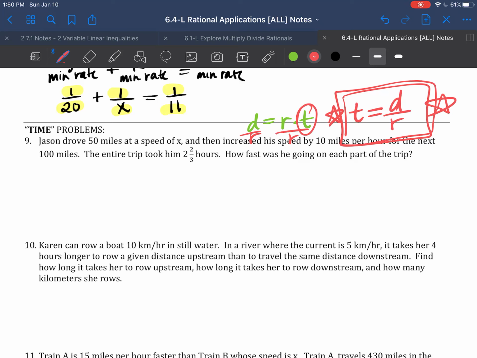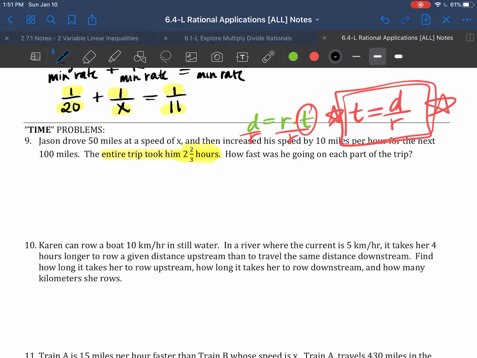Okay, and so let's start with number 9. Jason drove 50 miles at speed X and then increased his speed by 10 miles per hour for the next 100 miles. The entire trip took him 2 2/3 hours. There's the sentence about the time. You're always going to be looking for the time. So you're looking for a unit that measures time, like hours. Okay? And so how fast was he going on each part of the trip?